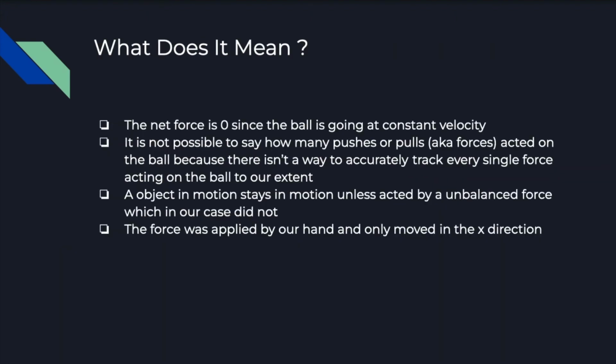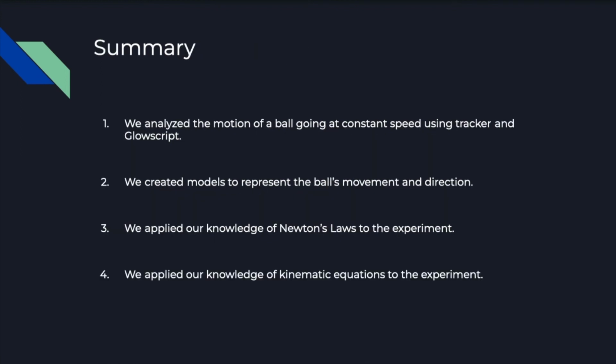What does this mean? The net force is 0 because the ball is at constant velocity, meaning there is no external force acting upon it. I cannot say how many other forces are acting on it because it is impossible to account for all of them. An object in motion will stay in motion, as seen from our ball, and the force is applied by my hand and only going in the x direction.